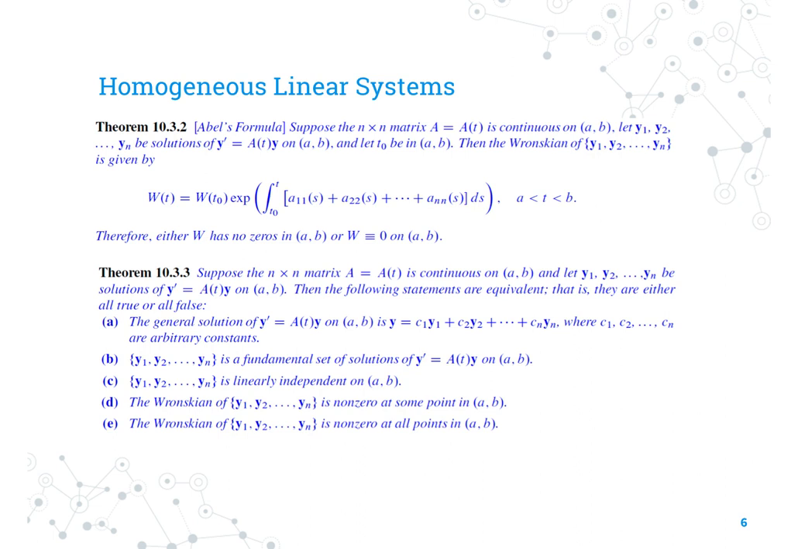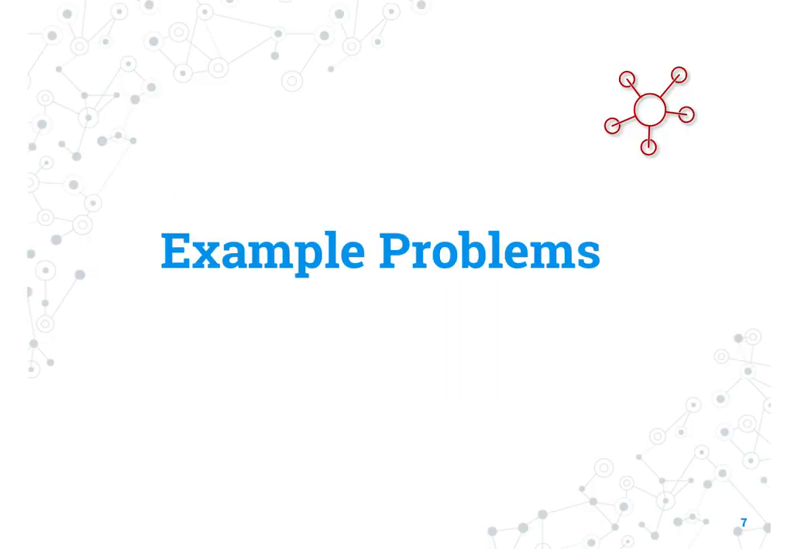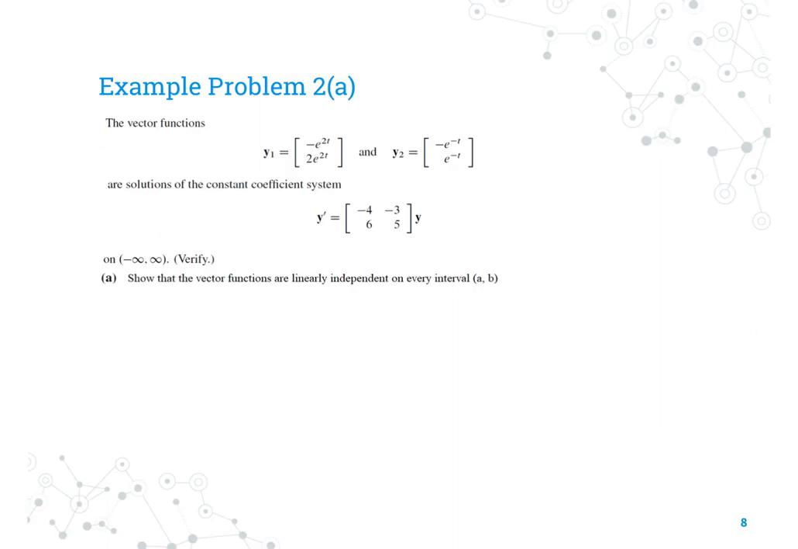D says the Wronskian of our set of solutions y1 to yn is non-zero at some point, and E says the Wronskian of the set y1 through yn of solutions is non-zero at all points on our interval. So let's see how we would apply these theorems. Let's take a look at example 2.